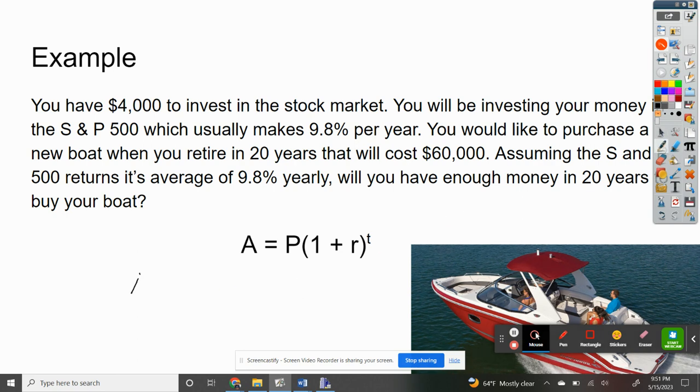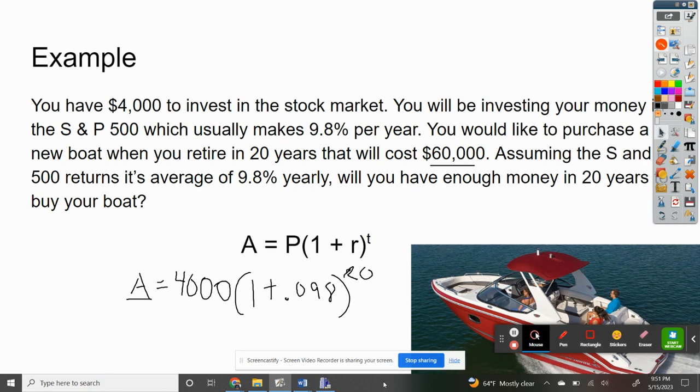So plug it in the formula. A equals my principal, which is my initial investment, $4,000, times 1 plus my rate, which is 9.8%, so 0.098, close parenthesis, to the power of t, which is time, and that should be a 20. The reason I'm not putting the $60,000 in for A is because that would leave me with no variable, and what I'm trying to figure out is the amount, and then I will see is it $60,000 or is it not $60,000?